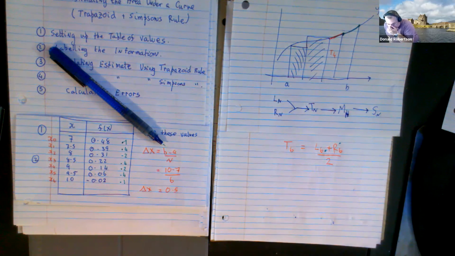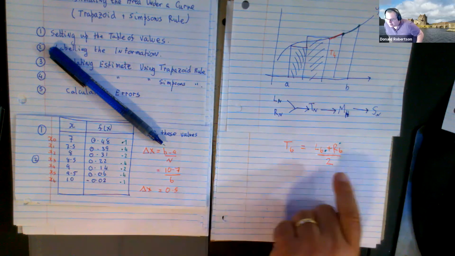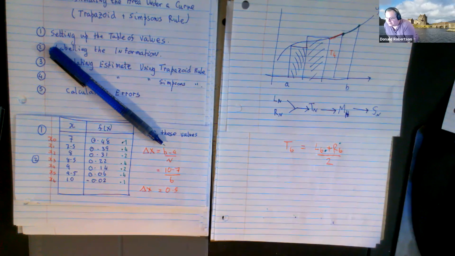So here's a little trick for you. If you ever get a question that asks you to get L6 and R6 and then T6, wouldn't you probably do this for T6 because it's just easier? You've already got most of the numbers anyway. So far, so good? Right.